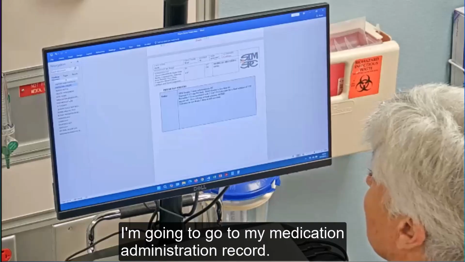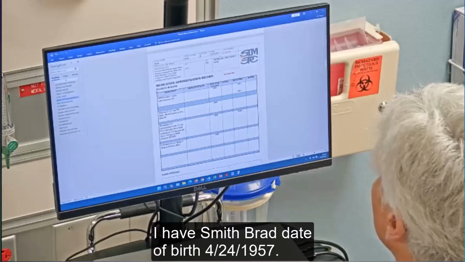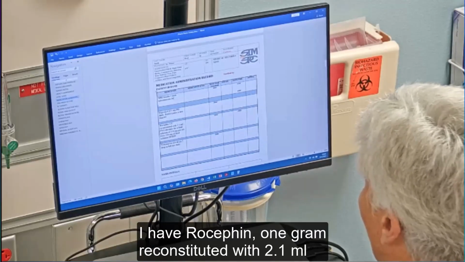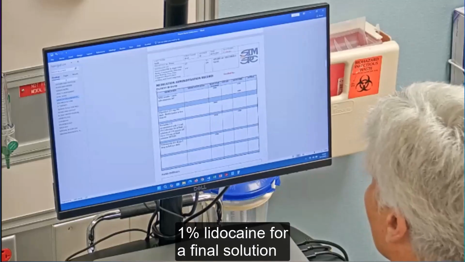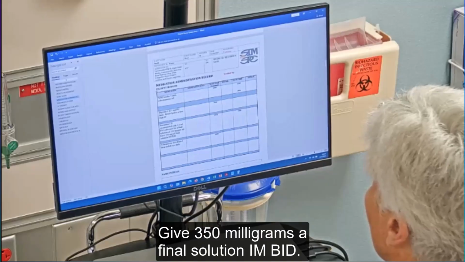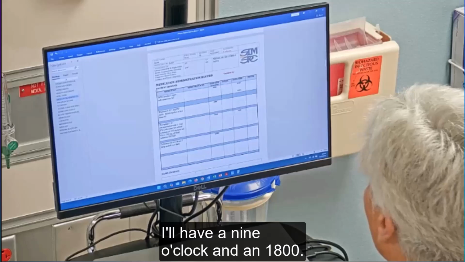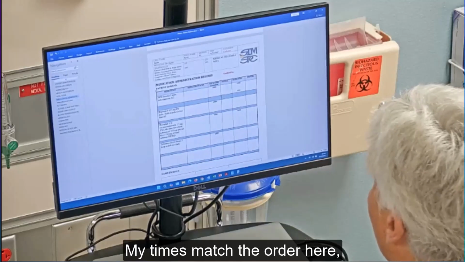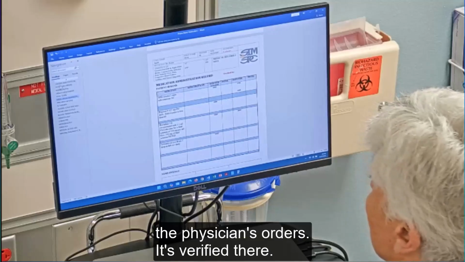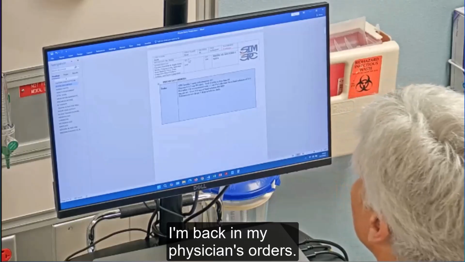Okay, I'm going to go to my medication administration record. I have Smith, Brad, date of birth 4/24/1957. I have Rocephin 1 gram reconstituted with 2.1 mil 1% lidocaine for a final solution of 350 milligrams per mil. Give 350 milligrams of final solution IM BID. BID's twice, so I'll have a 9 o'clock and an 1800. My times match the order here, and this matches the physician's orders. It's verified there.